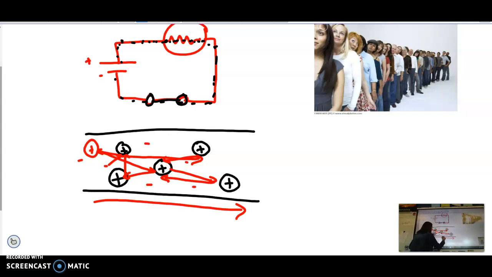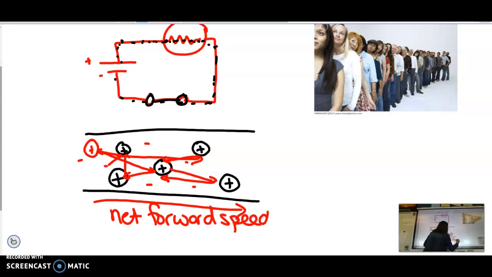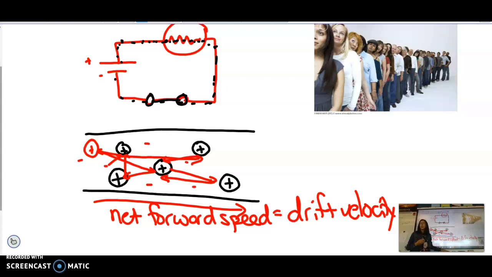And this forward speed, the net forward speed, is called the drift velocity. And the drift velocity is very slow in comparison to the actual speed that the electrons are zipping around with. So again, think about that pinball machine. It's going to take a lot longer for that pinball to make it from one place to another because of those collisions.